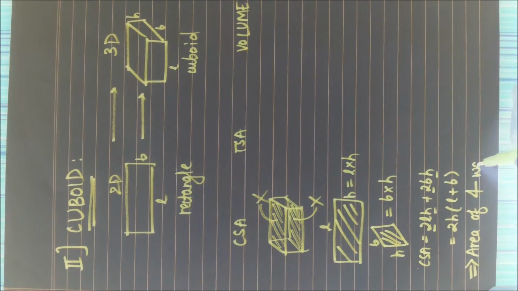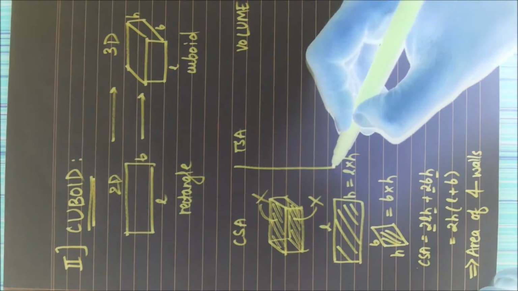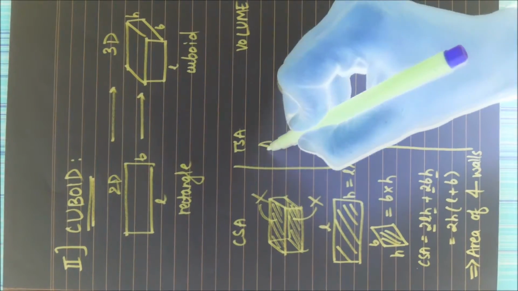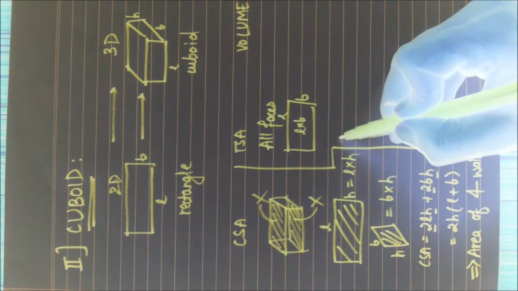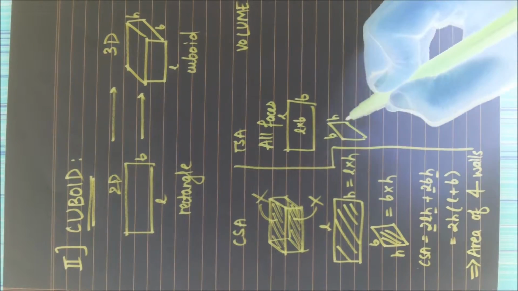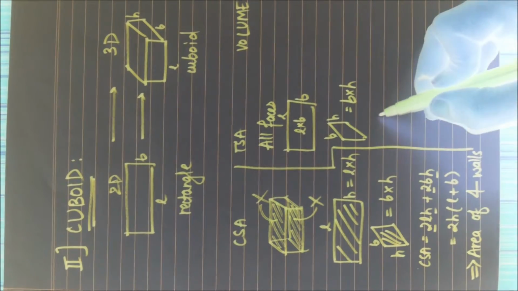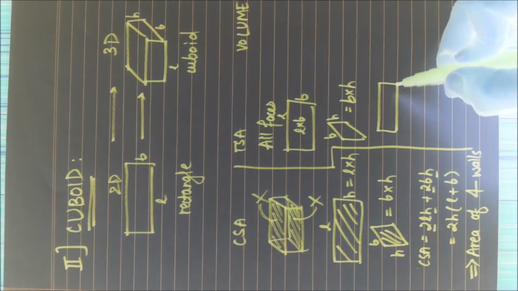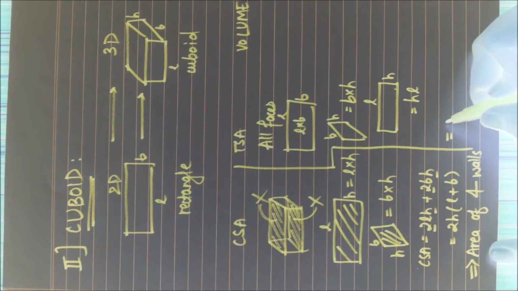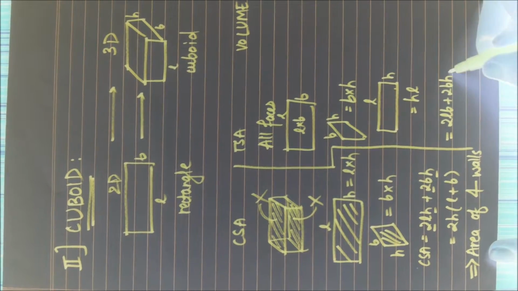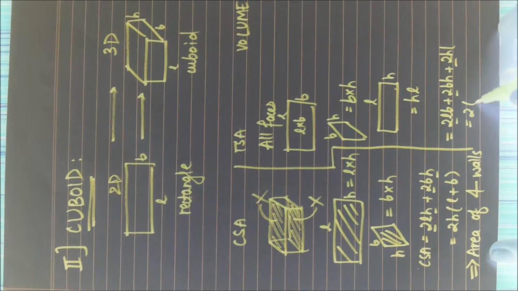This is also called the area of 4 walls. Now total surface area. Total surface area of a cuboid will include the area of all the faces. So the total surface area of a cuboid is 2LB, because there are 2 faces of area length into breadth, plus 2BH plus 2HL. Taking 2 common, it gives us 2 into (LB plus BH plus HL). This is the total surface area of a cuboid.